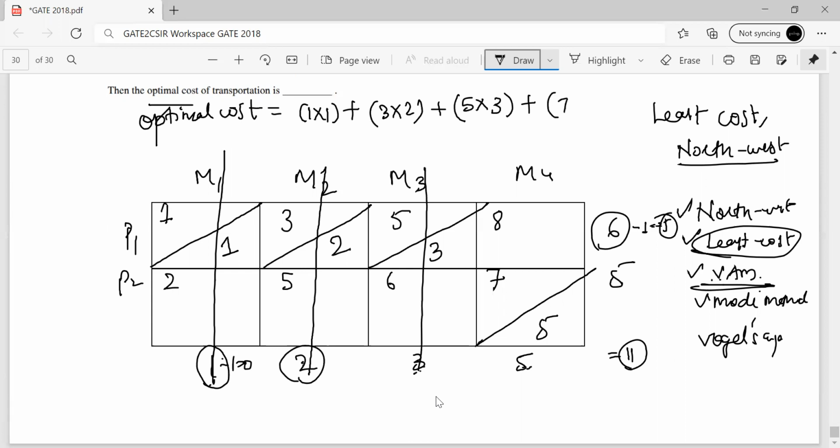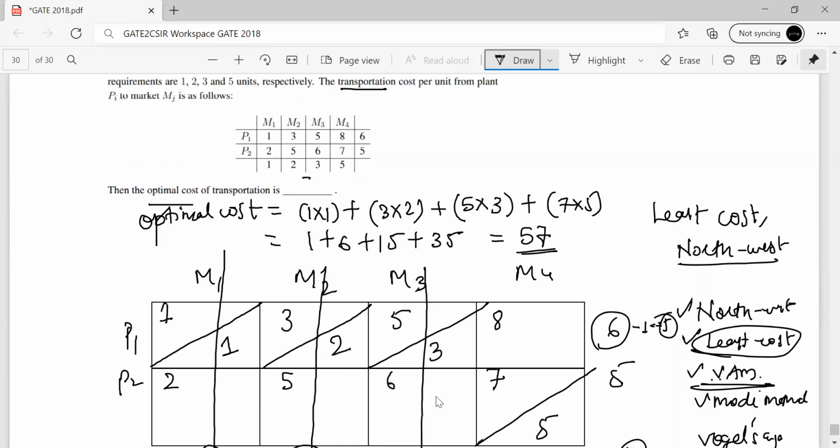Plus 7 into 5. So if you apply, you get 1 plus 6 plus 5 into 3, 15, plus 35. That makes it 57. So the optimal cost is 57.